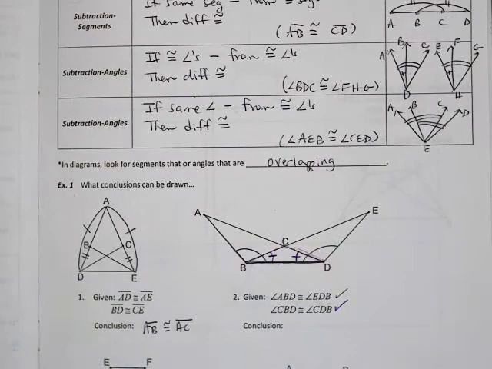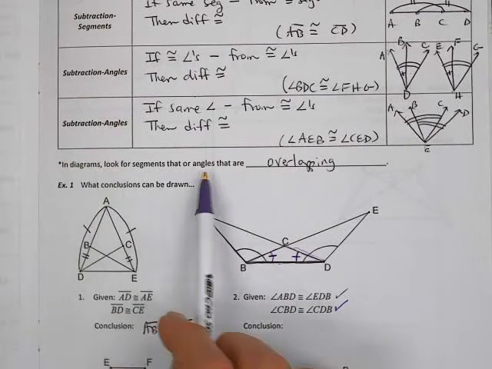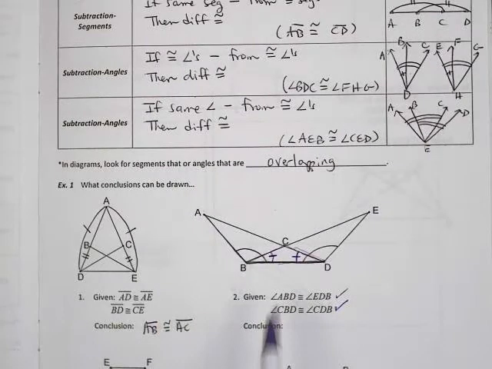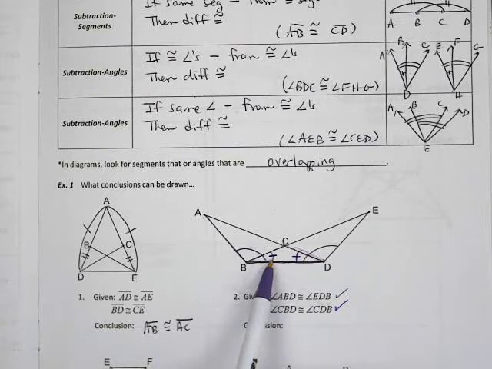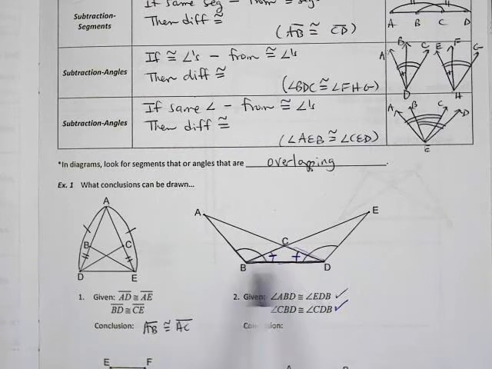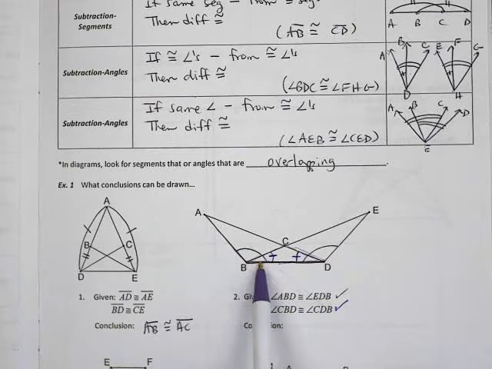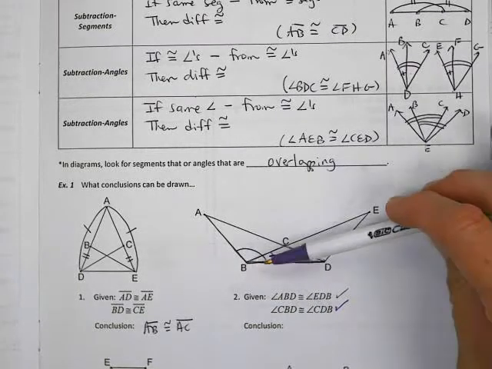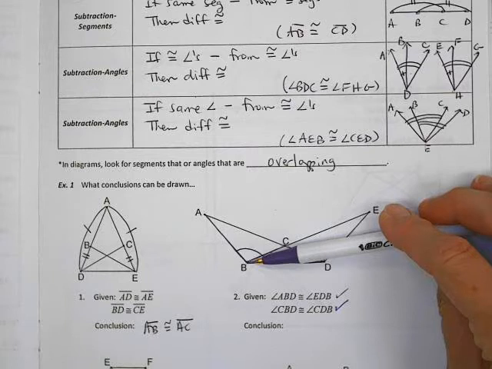All right, hopefully, if you read right above it in diagrams, look for segments or angles that are overlapping. So hopefully you can see that this big angle overlaps with this little one, and that this big angle overlaps with this little one. When you have overlapping, you're going to subtract. You're going to take the big angle right here, the one that's marked in black, and remove the one that I marked in purple. I'm going to subtract, and so you can see what angle is left.